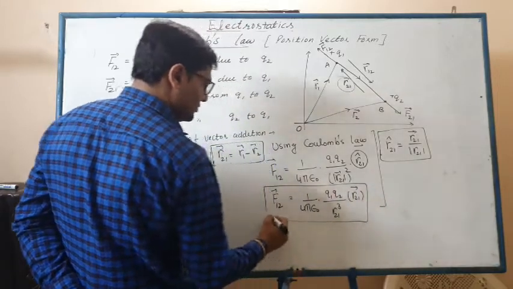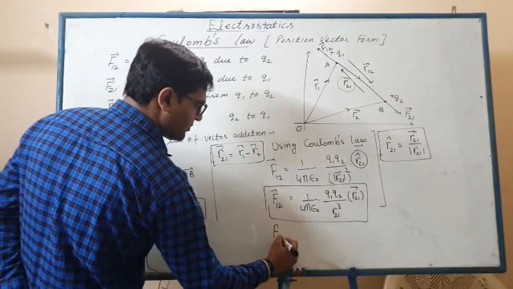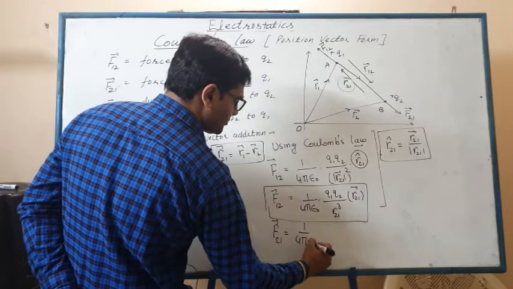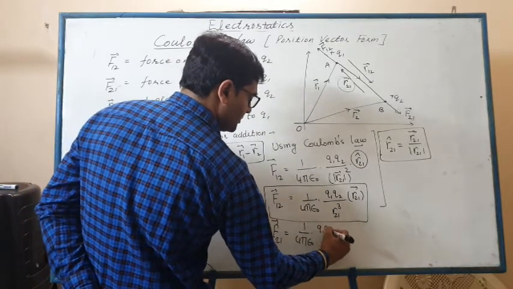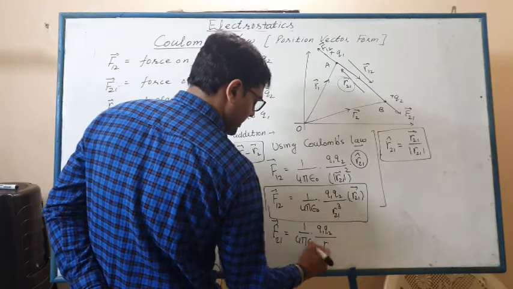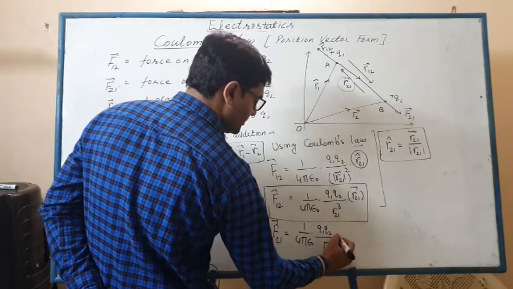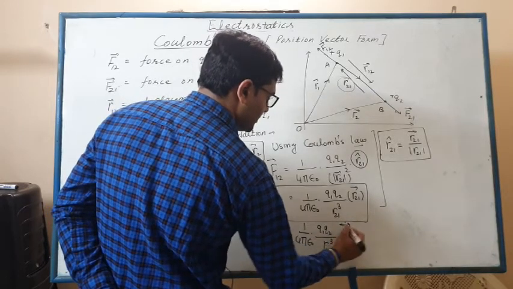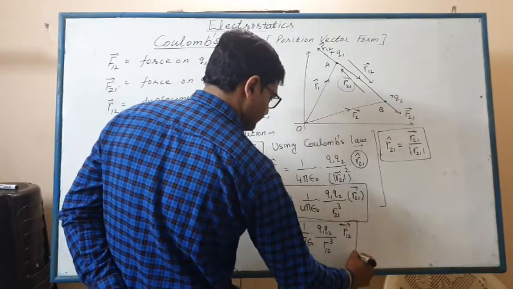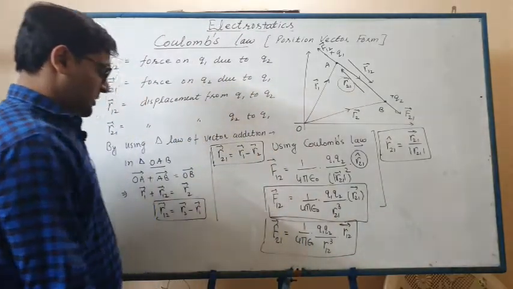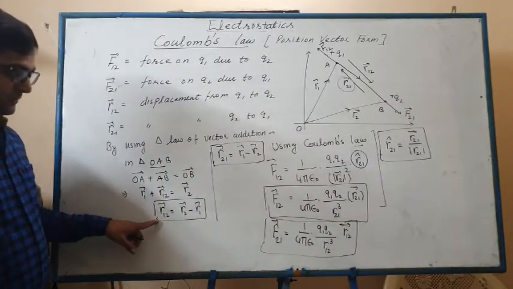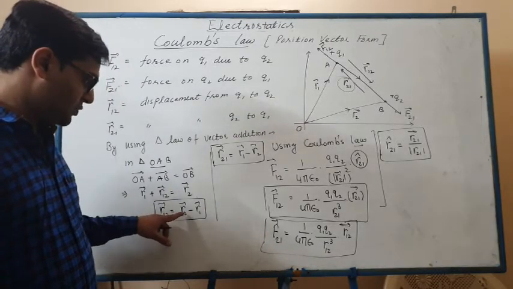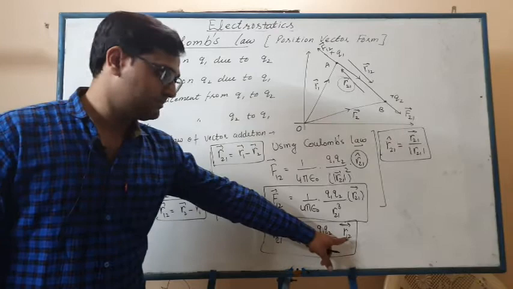This is F12. In a similar way, you can calculate F21 is equal to 1 by 4 pi epsilon naught Q1 Q2 over R12 cube into R12, sorry, that is vector. And what is the use of this part? So you can write the value of R12 equals to R2 minus R1 here.